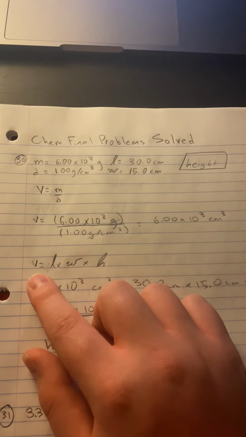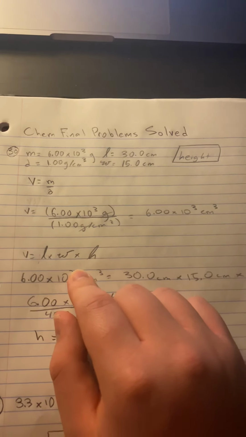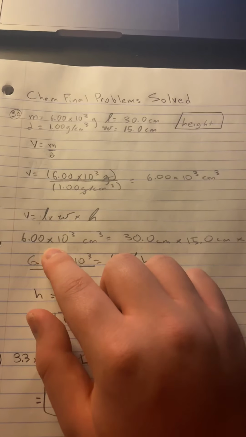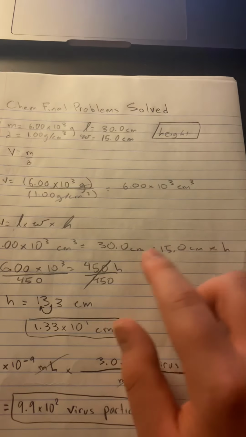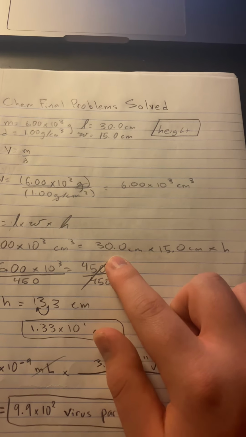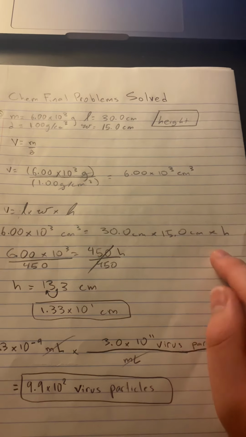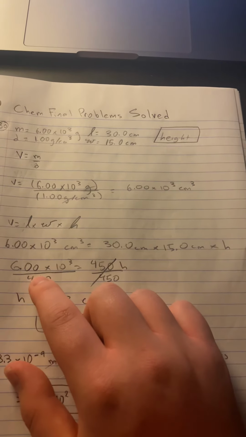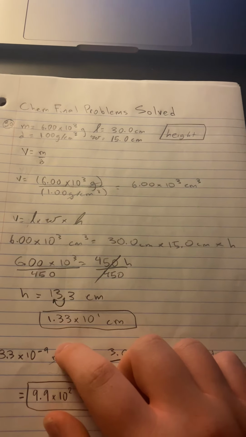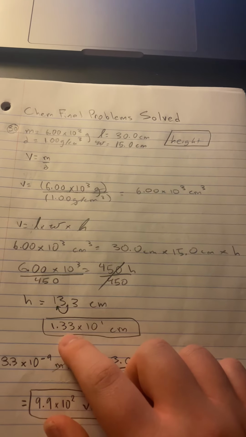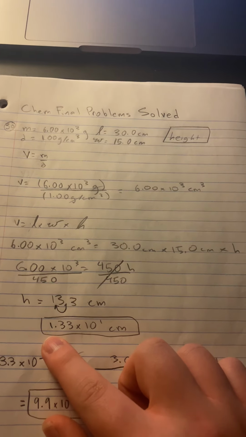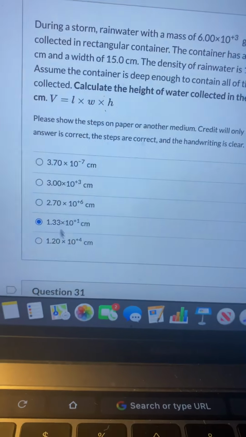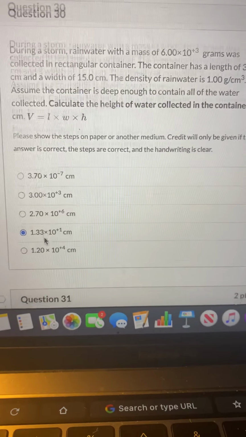So then we're going to use this formula, volume equals length times width times height, to find our height. So we now have our volume is 6.00 times 10 to the 3 centimeters cubed, and that equals our length, 30.0 centimeters, times our width, 15.0 centimeters, times height. Isolate for height, you get 6.00 times 10 to the 3 divided by 450. That means you get 13.3, and in scientific notation, that's 1.33 times 10 to the positive 1 centimeters. This is the correct answer. The other ones are the wrong value.